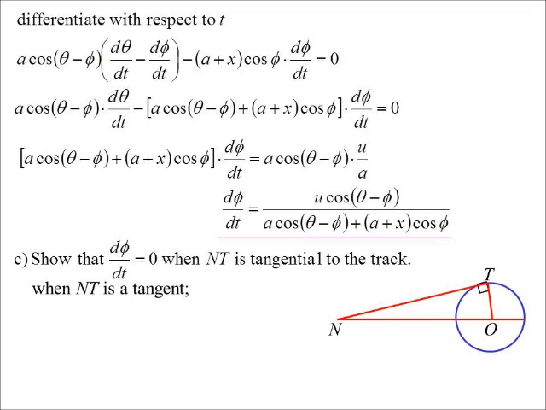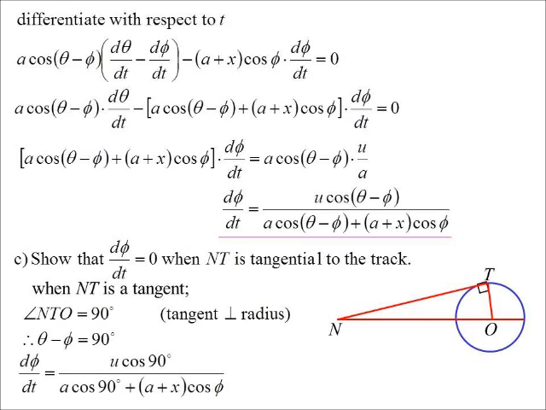So what other things can I spot? So as I say, NTO must equal 90 degrees. So therefore, theta minus phi is 90 degrees. Remember we said angle NTO was theta minus phi. So let's sub that in. And on the top of the fraction, I get u cos 90. On the bottom, I get a cos 90 plus, I still don't know what phi is.